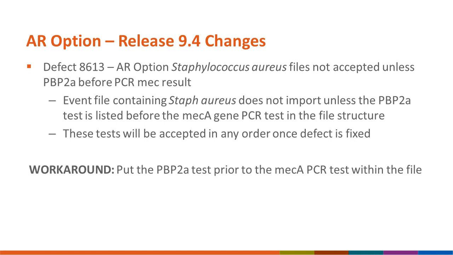And then finally, there was one defect for the AR option that will be fixed in 9.4, defect 8613. Originally for the Staph aureus files, they were not accepted unless the PVP2A result was before the PCR-MEC result. When this defect is fixed in the application, those tests will be accepted in any order. However, the workaround basically until December is to put the PVP2A result first, followed by the PCR-MEC result.